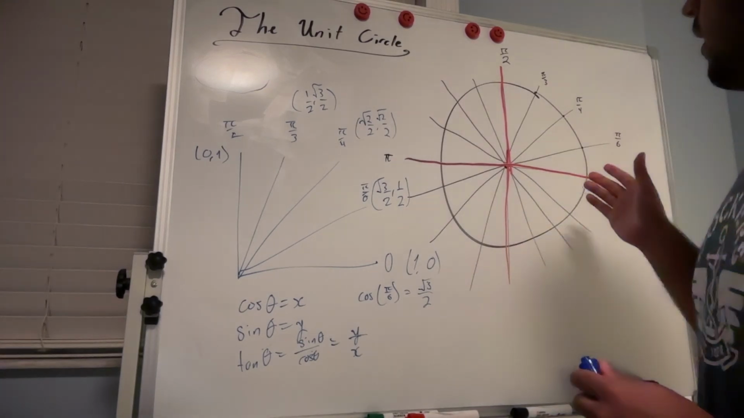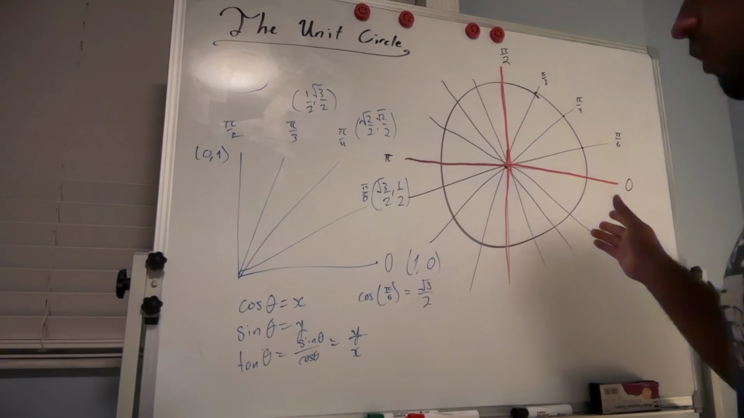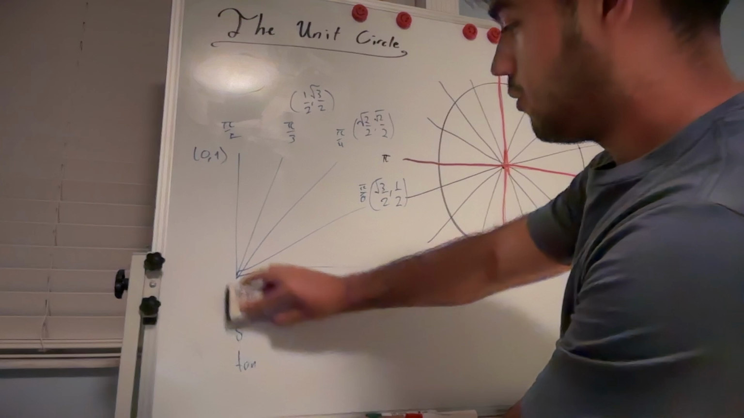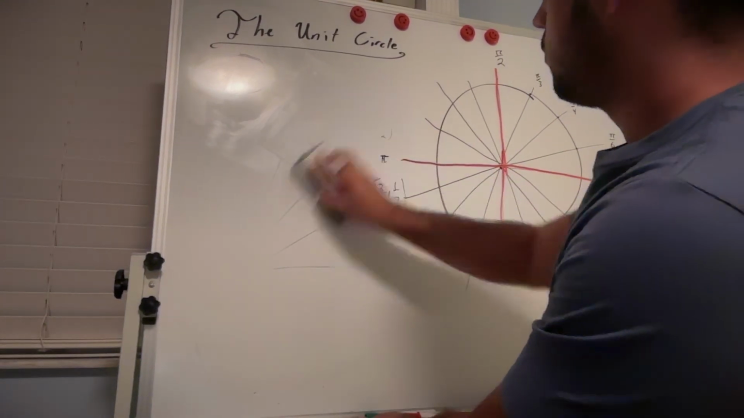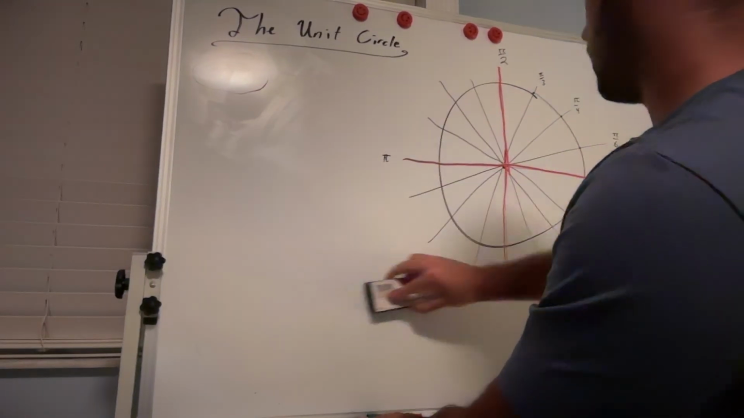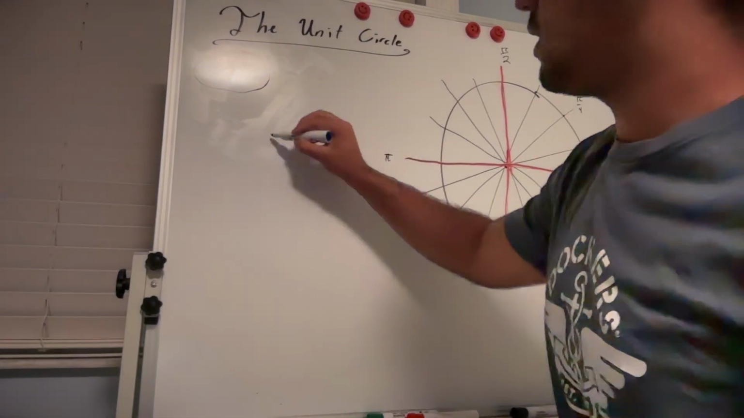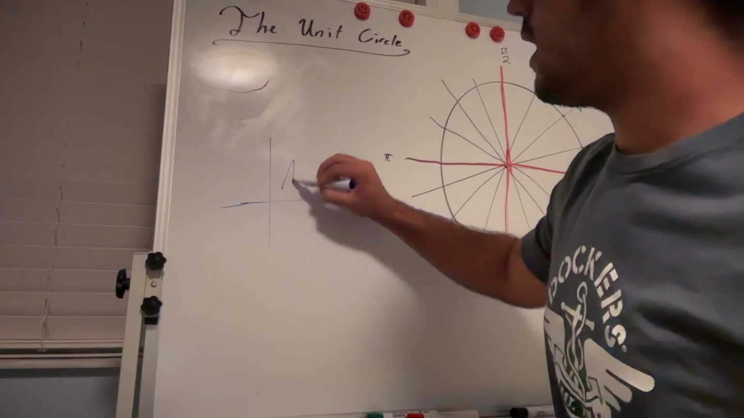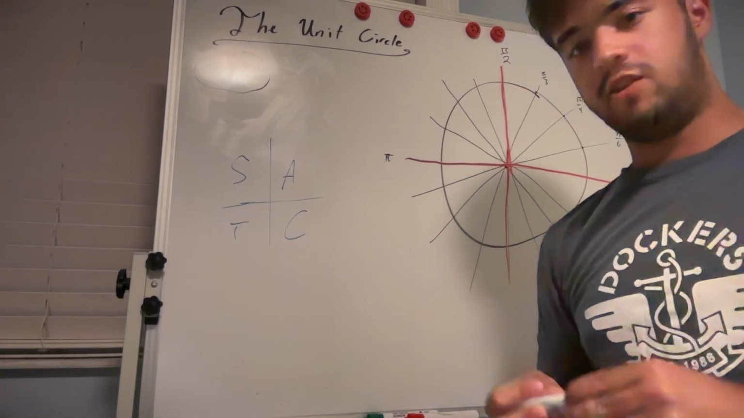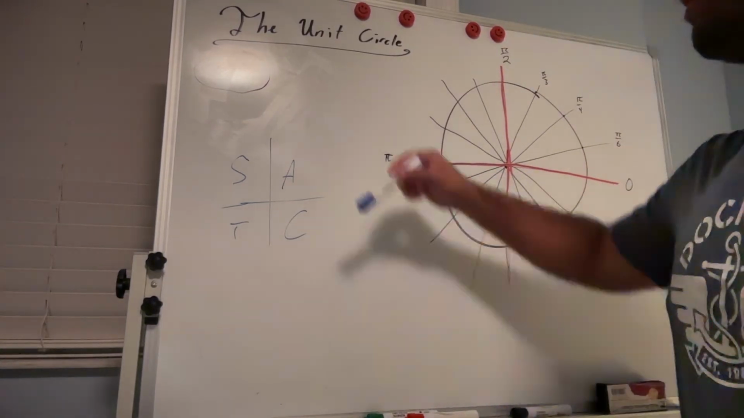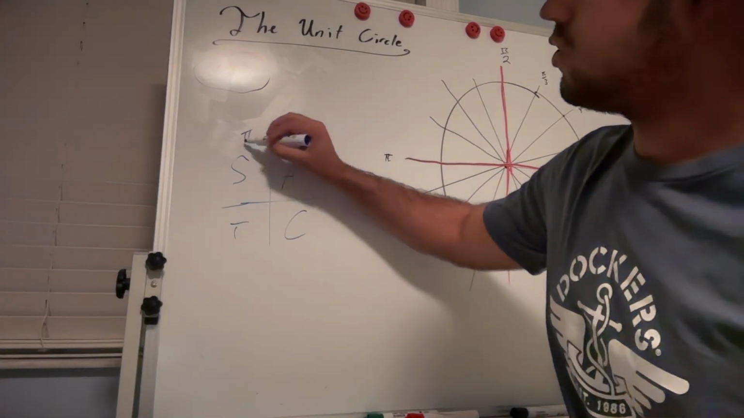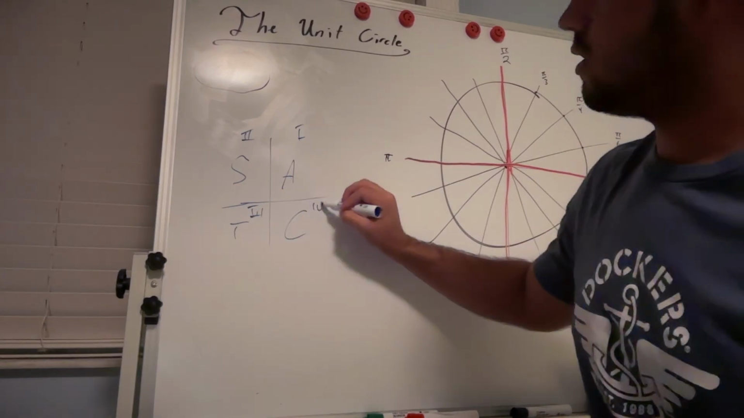Now, how would you remember the rest of the quadrants? Well, this is really simple. What we're going to do for the rest of the quadrants is have a mnemonic. Let's split the quadrant into 4, and then I'm going to write A, S, T, C. Now this is a trick my calculus teacher taught me. All students take calculus. Quadrant 1, 2, 3, and 4.